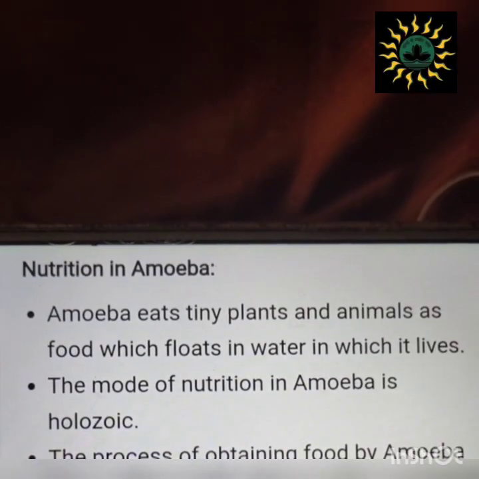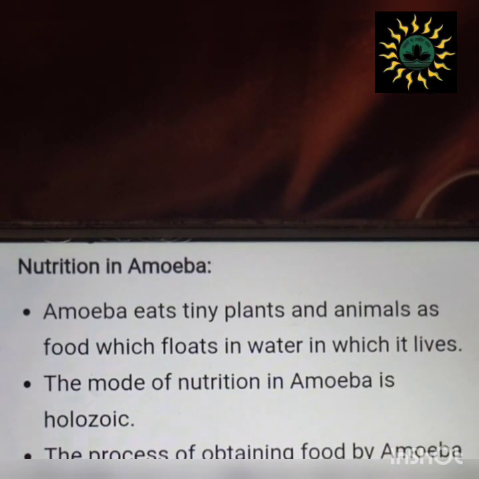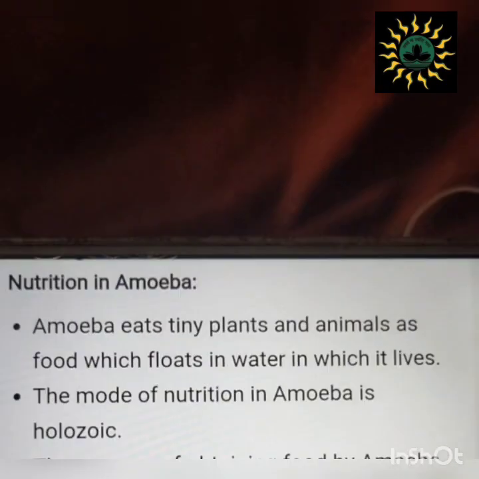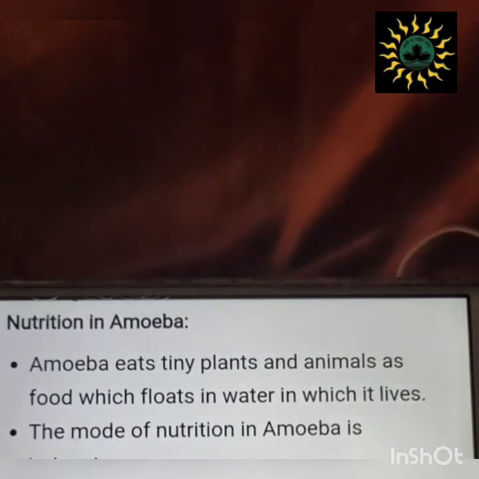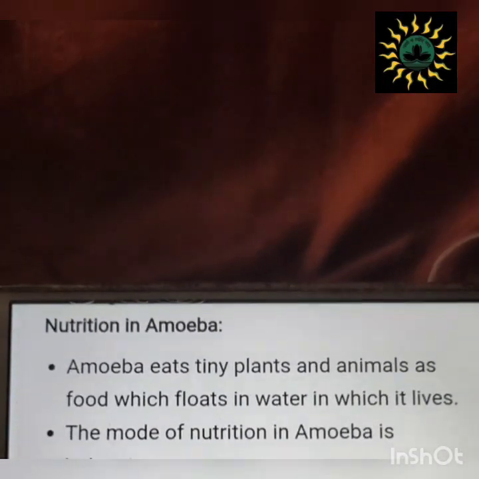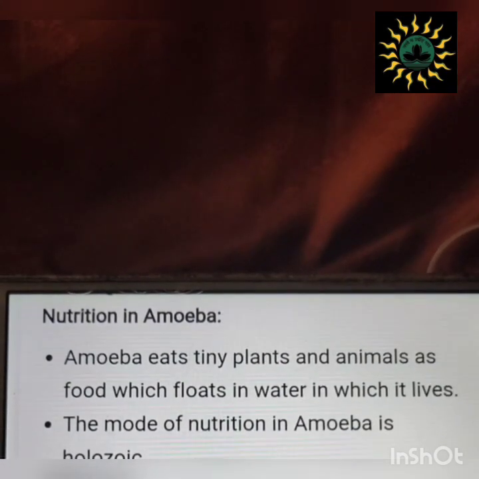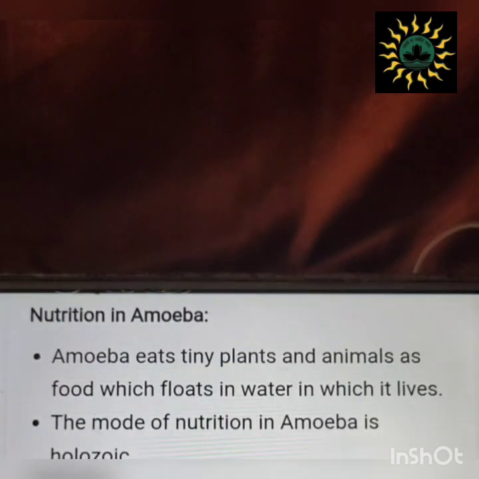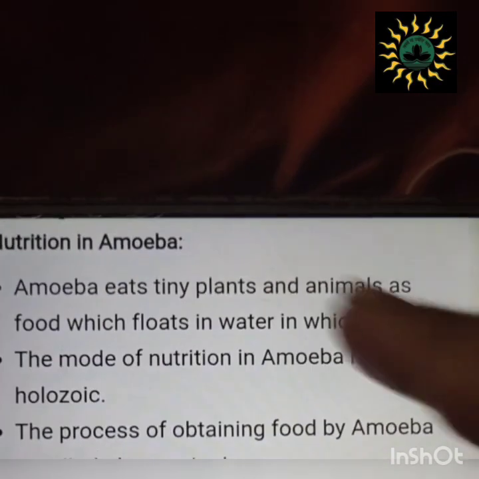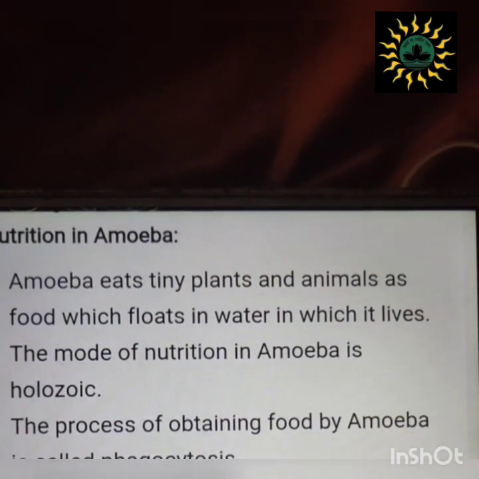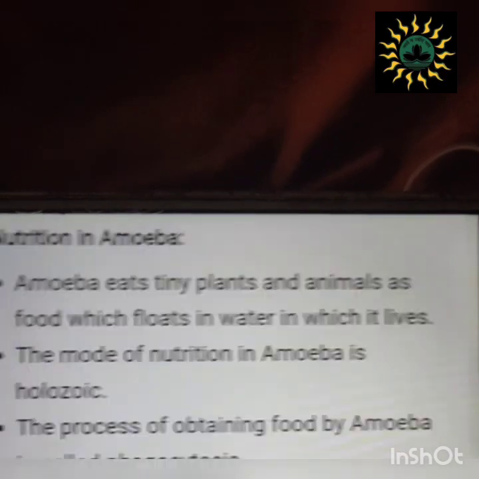So now we come to nutrition in simple animals. So I will show you, you have to refer to the notes. Now, as you're aware that amoeba and paramecium are unicellular organisms, and they do not have a proper digestive system as such because they are unicellular. And we will now see how nutrition is attained in amoeba. Amoeba, as you see, can eat tiny plants and animals which float in water where it lives. So they are called phytoplanktons.